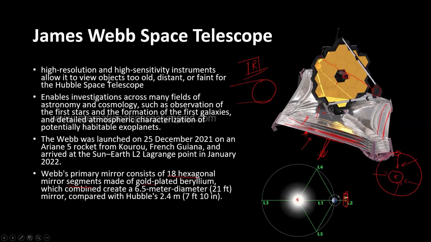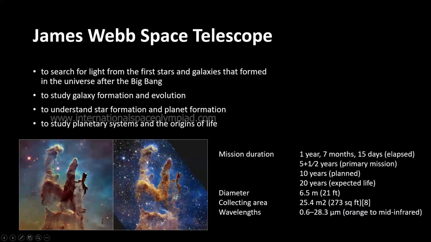And Webb launched on 25 December, and the diameter of its mirror is 6.5 meters, which is almost 2 to 3 times larger than that of the Hubble. So these are the images from Hubble. You can see the left one is from Hubble and the right one is from the JWST.